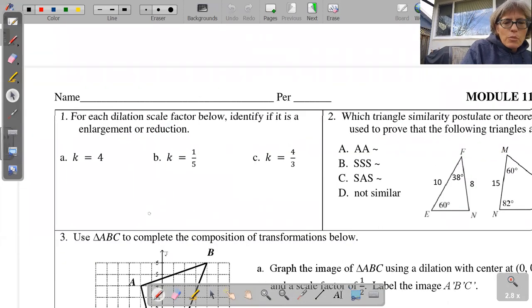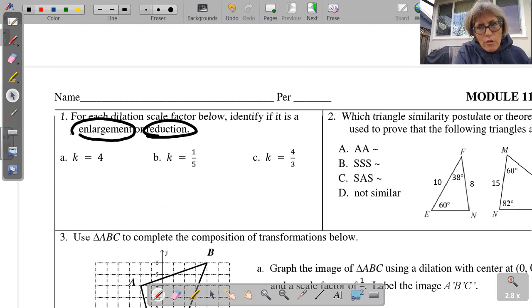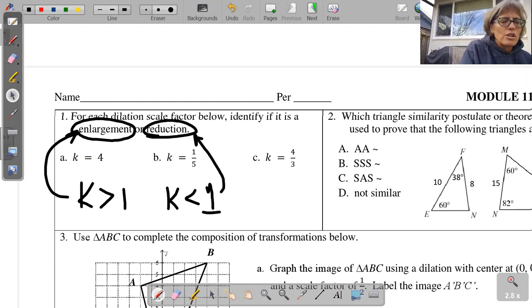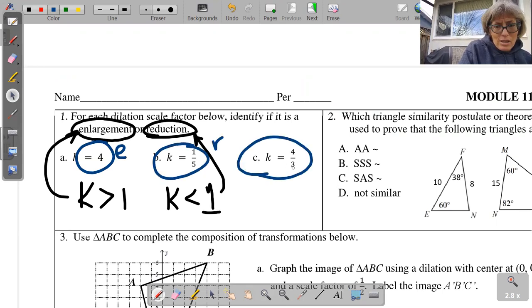First one, it asks whether it is an enlargement or a reduction. So we call K a scale factor. Here's the basic rule. If K is bigger than 1, it's an enlargement. If K is less than 1, then it's a reduction. This 3 goes in there, that's 1 1/3, which is bigger than 1. So of course that is an enlargement.